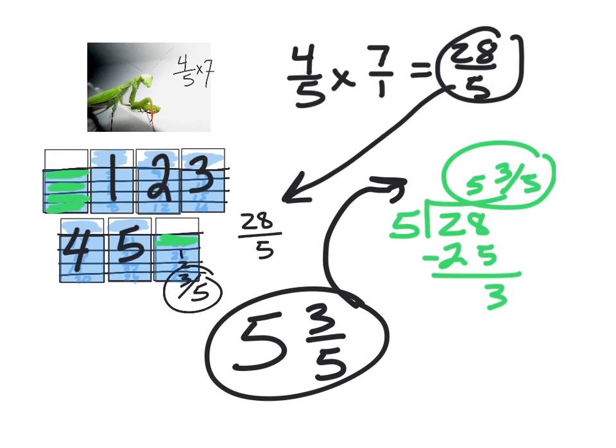Hey, that's how you solve this problem. If you made any mistakes anywhere along the way, no worries at all, my friend. Pause the video, fix your mistake. That is the fastest way to learn.